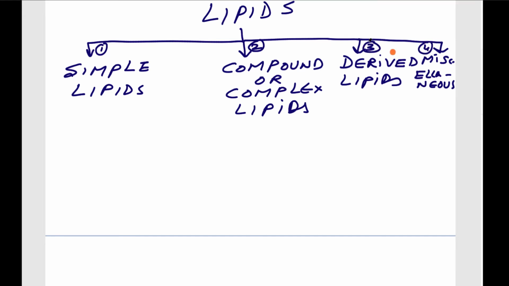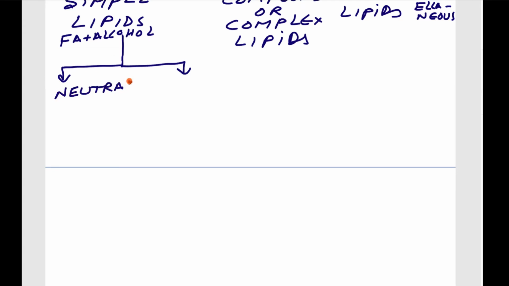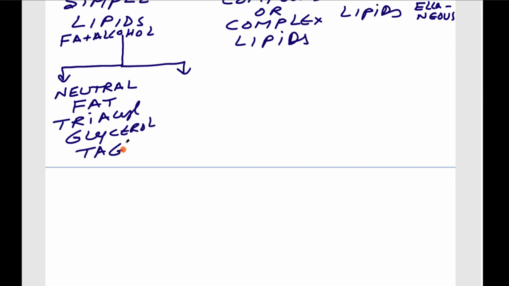Now, we'll take them one by one. First, we will take up simple lipids. What are simple lipids? Simple lipids are esters of fatty acids. The combination of fatty acid plus alcohol is a simple lipid. This is further classified into neutral fat. The example is triacylglycerol. Triacylglycerol is a storage lipid that we call TAG.